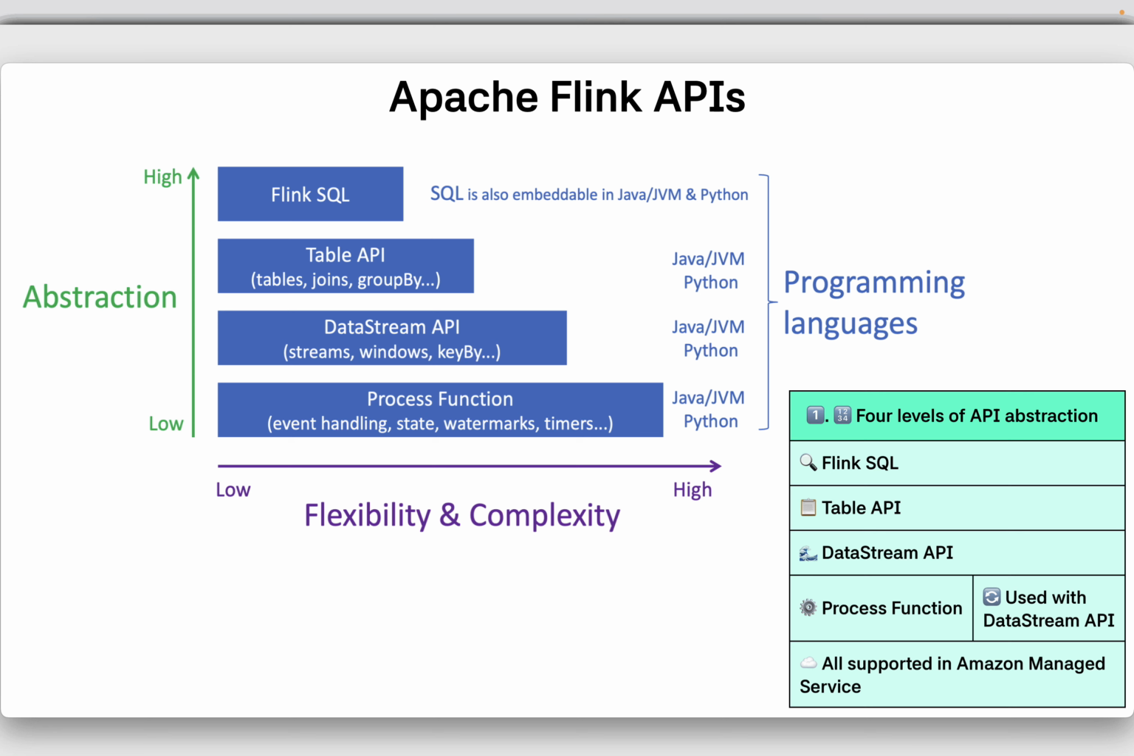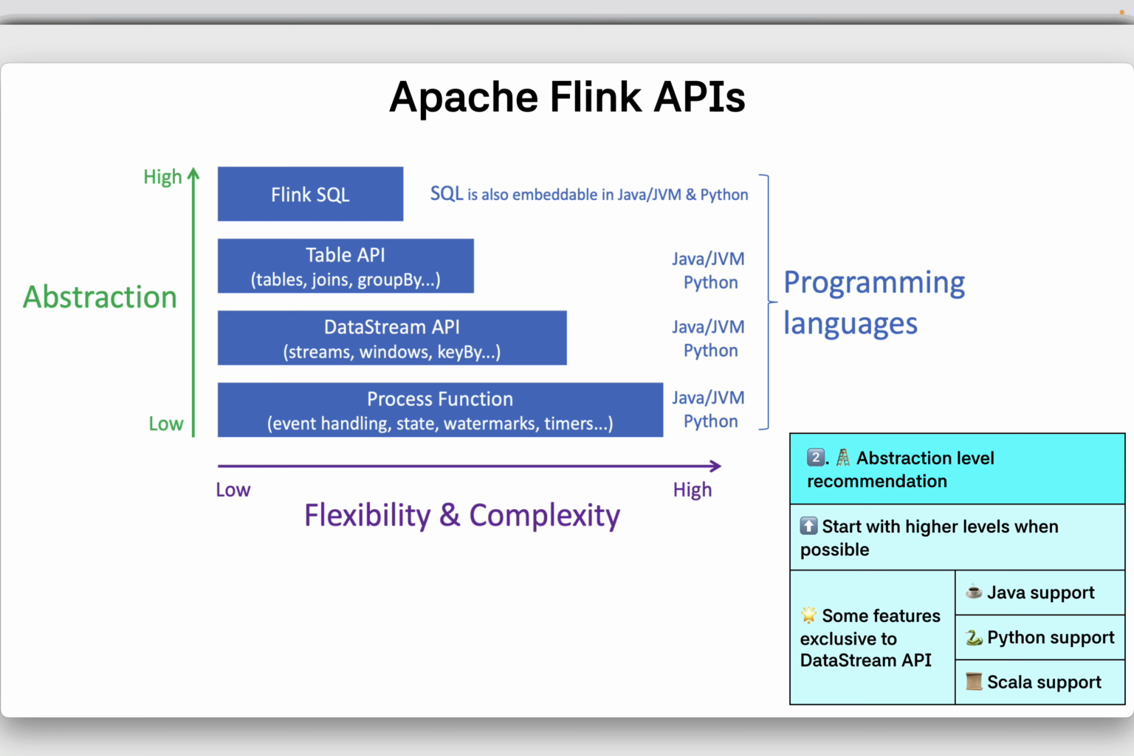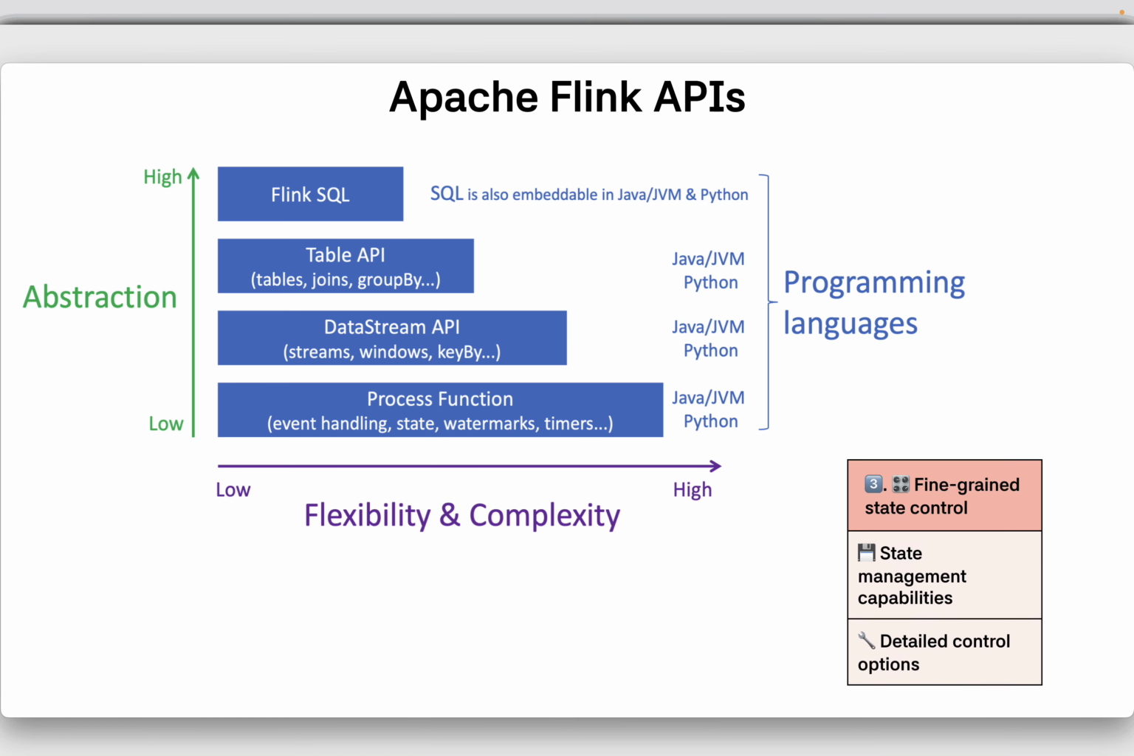Apache Flink APIs. So Flink provides 4 levels of API abstractions. First one, Flink SQL. Next, Table API, Data Stream API, and Process Function, which is used with Data Stream API, all of which are supported in Amazon Managed Service for Apache Flink. It is recommended to start with higher level abstraction levels when possible, though some features are only available with the Data Stream API, which supports Java, Python, and Scala.